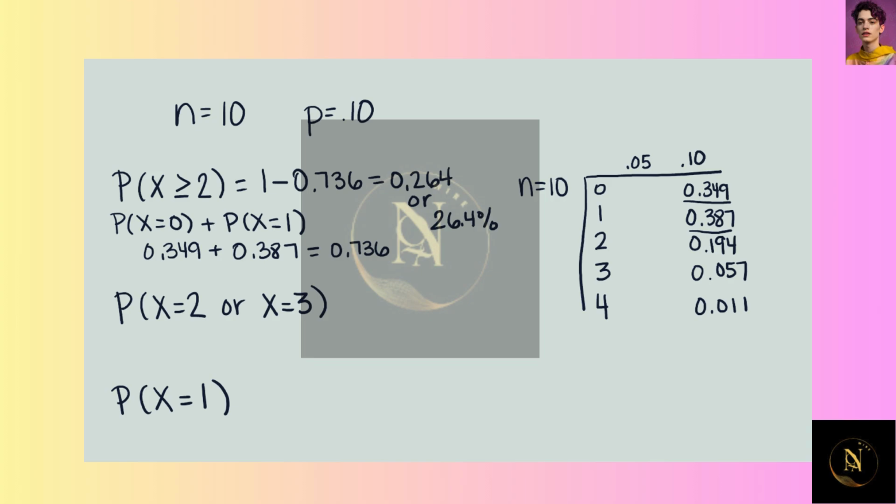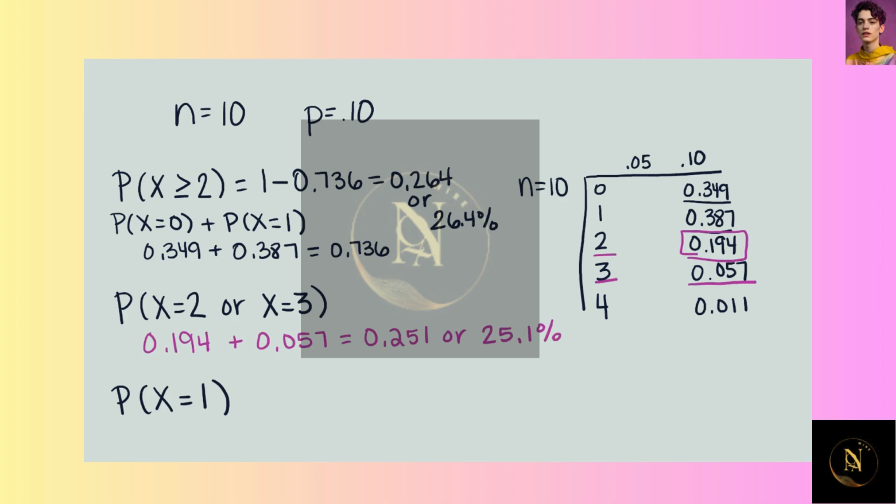To find x equals 2 or x equals 3, we look at the table and we are going to add those values together. So for x equals 2, we see that that probability is 0.194. For x equals 3, we see, looking at Table B in Appendix A, we get 0.057. When we add those together, we get 0.251, or we can express that as 25.1%.